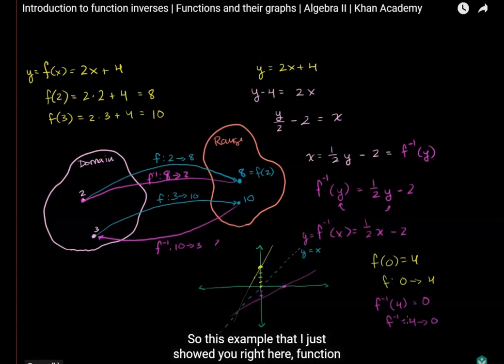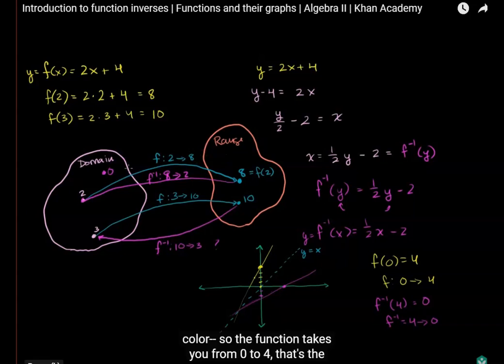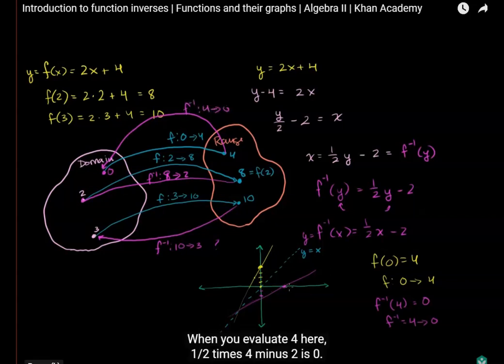So in this example that I just showed, the function takes you from 0 to 4. That's the function. f of 0 is 4. You see that right there. It goes from 0 to 4. And then the inverse takes us back from 4 to 0. So f inverse takes us back from 4 to 0. You saw that right there. We evaluate 4 here: 1/2 times 4 minus 2 is 0.